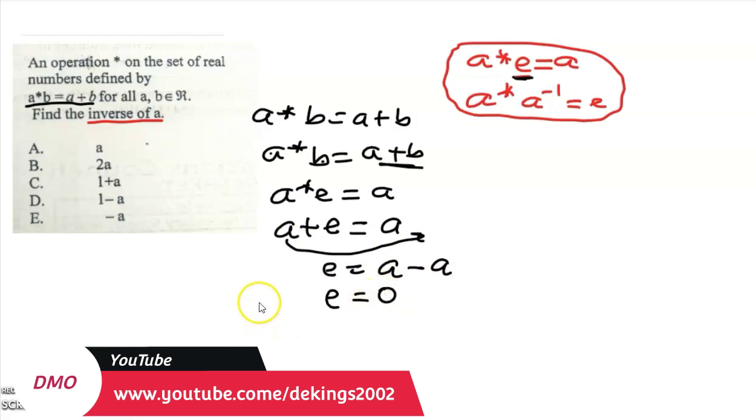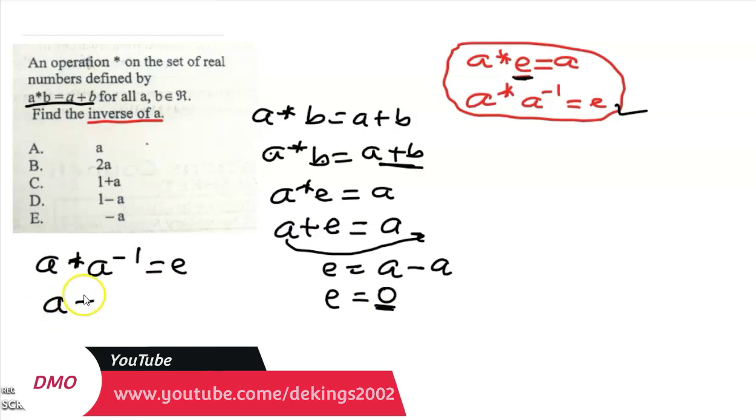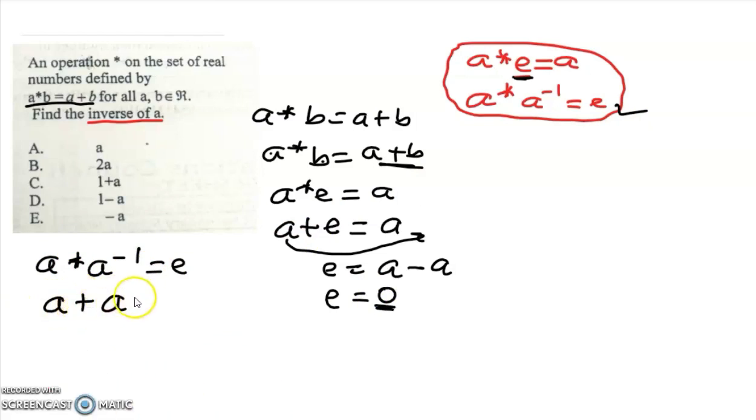Now, having gotten our identity, we now move on to find our inverse. So recall that the formula for our inverse is A asterisk A inverse is going to give us identity. In this case, our identity is 0. So we're now going to say A plus A inverse is equal to 0.